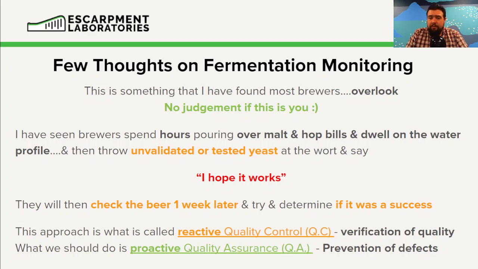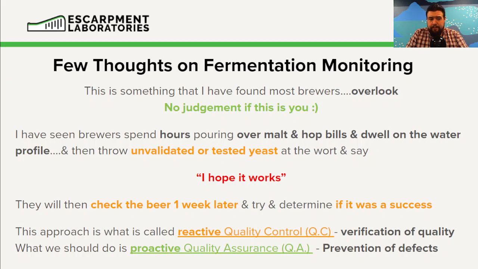As I mentioned before, I've seen brewers spend hours on hop bills and malt bills, dwell on water profiles, and then throw unvalidated, untested yeast at wort and just throw their hands up and say, I hope it works. This is a terrible approach. In some extreme cases, they'll check the beer for the first time one week later and try to determine if it was a success.